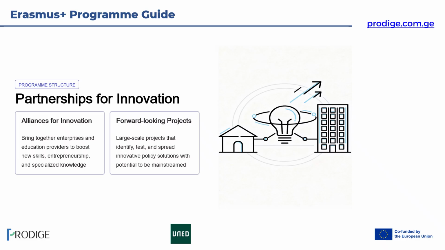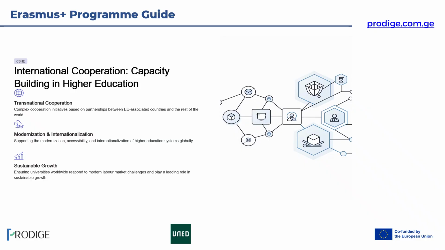Another critical area is partnerships for innovation. This sub-action focuses on projects that have a direct impact on Europe's capacity to innovate. This includes alliances for innovation, which bring together enterprises and education providers to boost new skills, entrepreneurship, and specialized knowledge. Forward-looking projects are large-scale projects that aim to identify, test, and spread innovative policy solutions that have the potential to be mainstreamed. Finally, Key Action 2 supports capacity building in the fields of higher education, vocational education, youth, and sport.